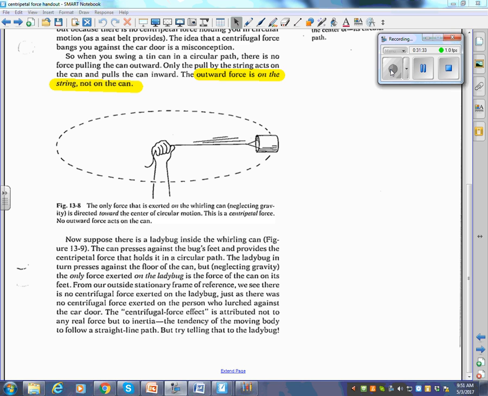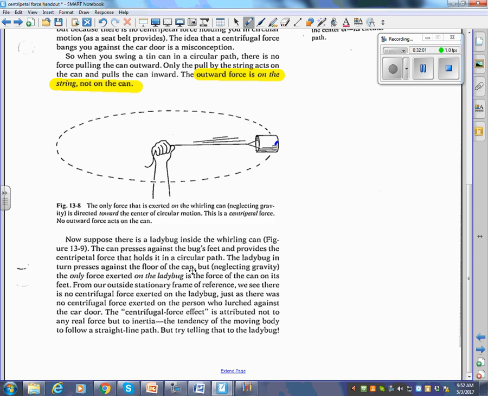Now suppose there's a ladybug inside the whirling can. So here you have the whirling can. You got a little ladybug, a blue one for some reason, inside there. The can presses against the bug's feet and provides the centripetal force that holds it in a circular path, just like the centripetal force that holds the people in the G-force. The ladybug in turn presses against the floor of the can, but neglecting gravity, the only force exerted on the ladybug is the force of the can on its feet.